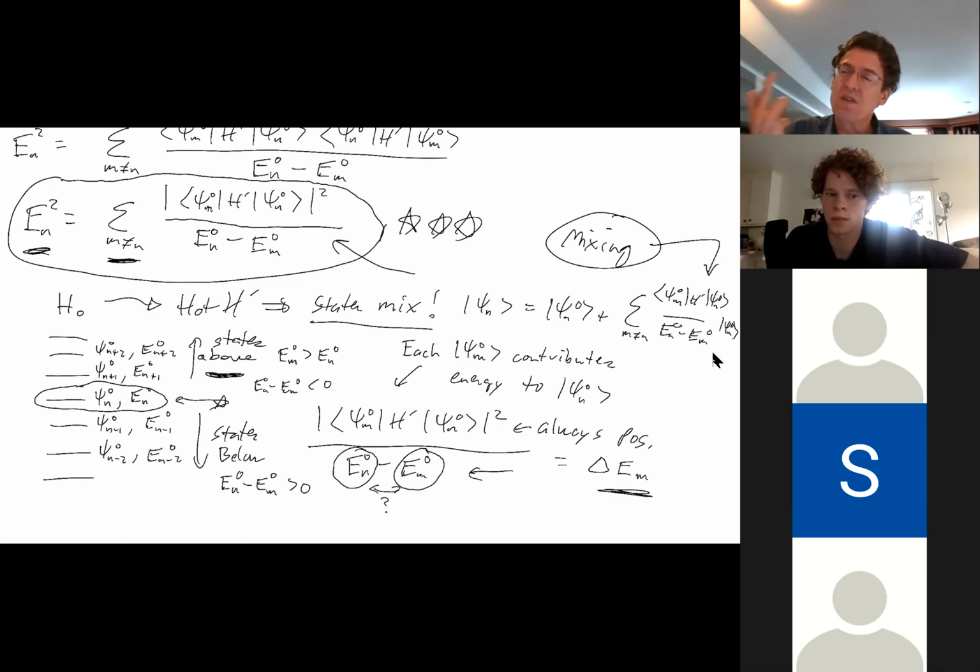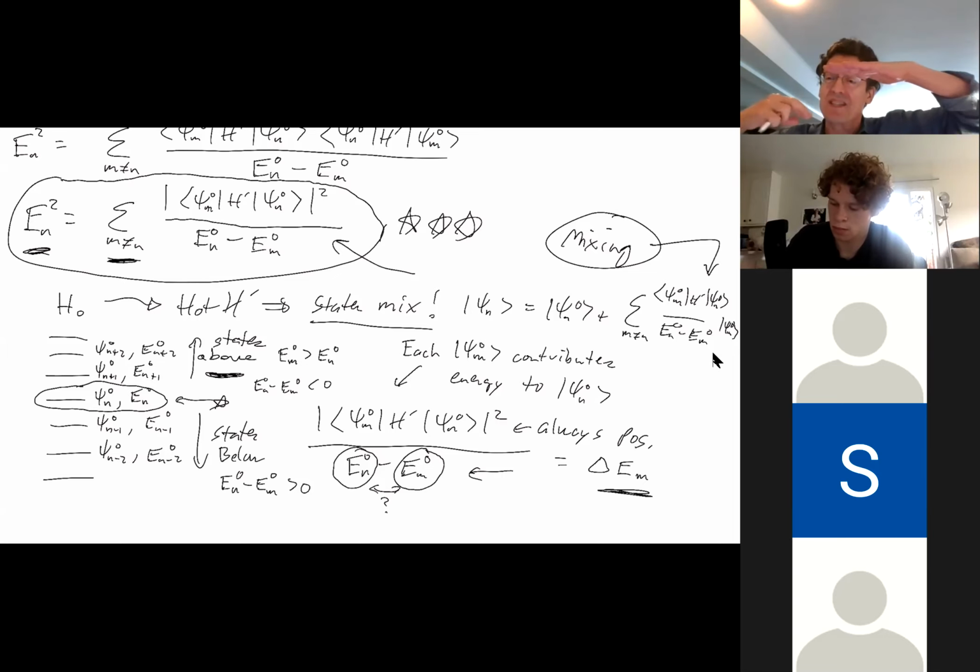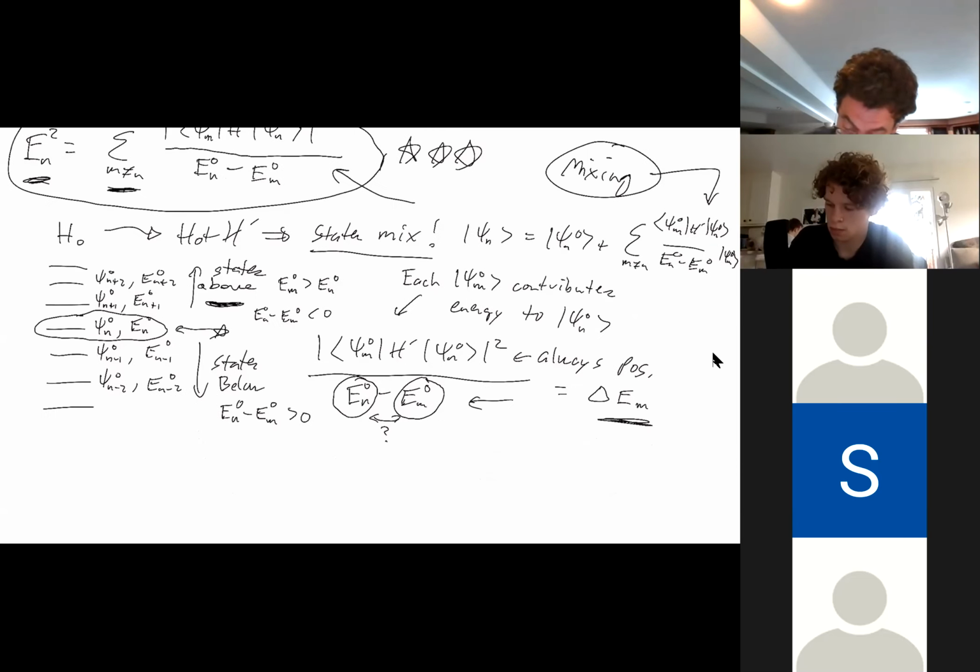What does that mean intuitively? I will tell you, it means that the levels are repelling each other. It's like they're both negatively charged and they're repelling each other. Do you see what I'm saying? If a state is above, then by second order perturbation theory, it pushes my state down. If the state is below, then by second order perturbation theory, it pushes my state up. So levels are repelling each other. And I'll just say that it has a name. It's called level repulsion.